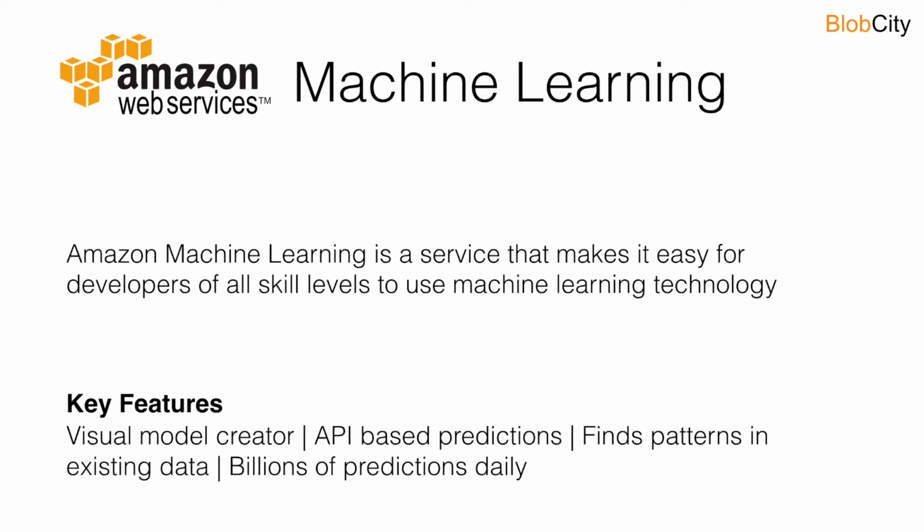Then, Amazon Machine Learning uses these models to process new data and generate predictions for your application. Amazon Machine Learning is highly scalable and can generate billions of predictions daily. It can also serve these predictions in real time and at high throughputs. This service, too, is available in a pay as you go model.